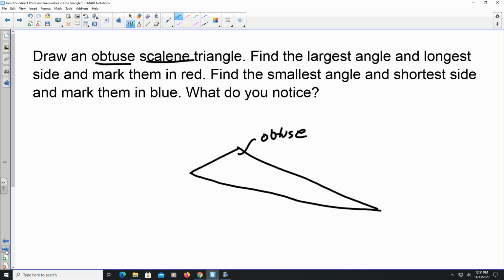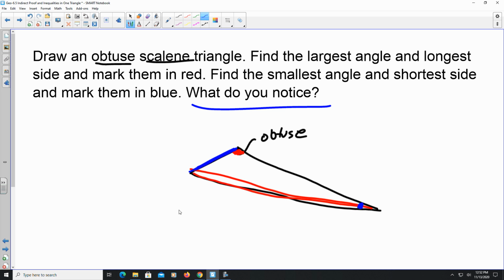Just to reference that, here it says find the largest angle and the longest side and mark them in red. Then they want you to find the smallest angle and the shortest side and mark them in blue. What do you notice? My obtuse angle is going to be my largest angle, so I'm going to mark that in red. And by looking at it, my longest side is right here. My smallest angle is going to be right here, and my shortest side is right there. What I notice is that the shortest side is opposite the smallest angle, and the longest side is opposite the largest angle.